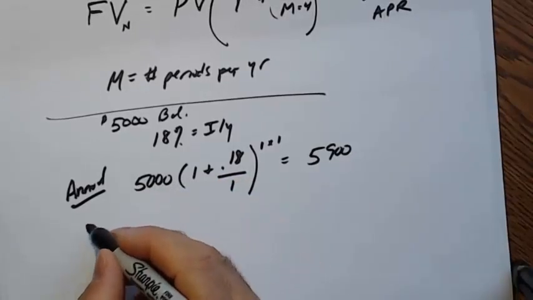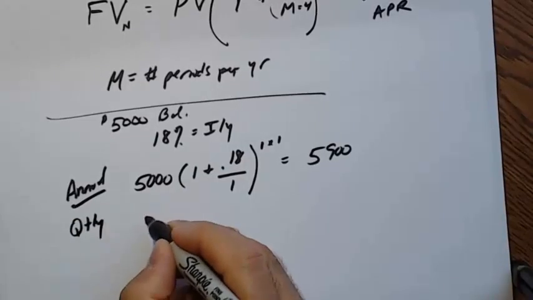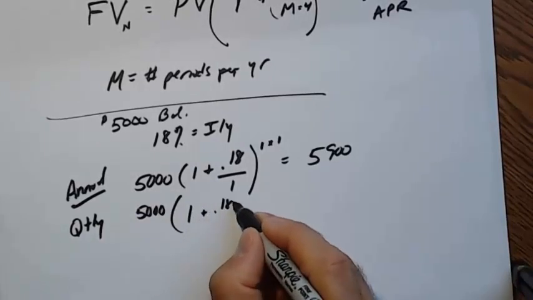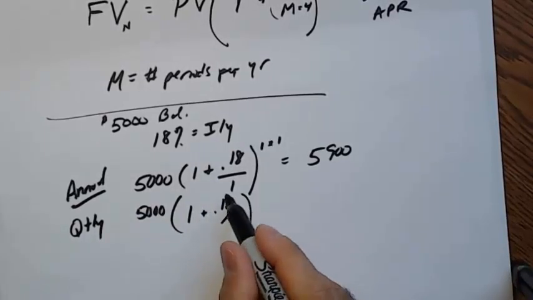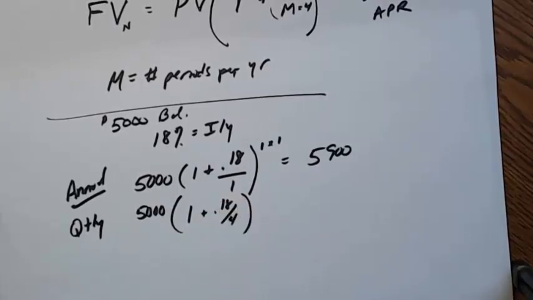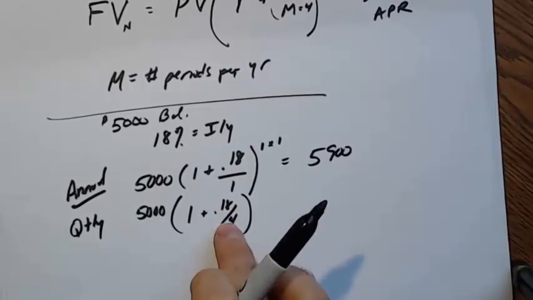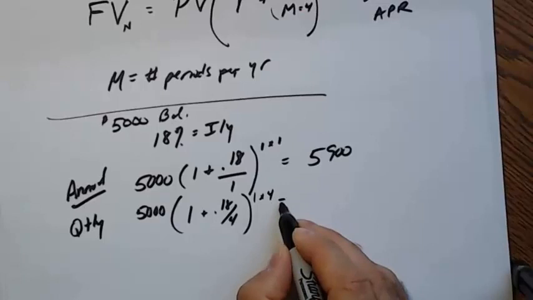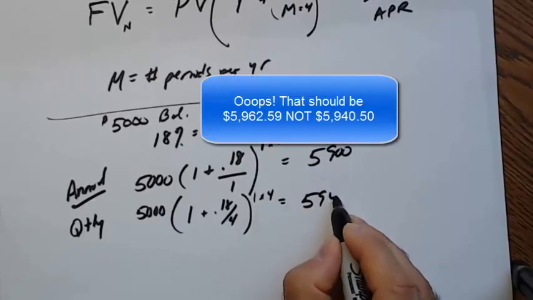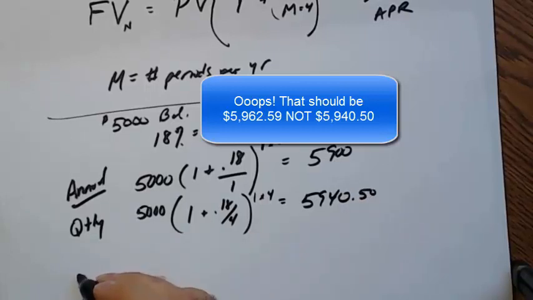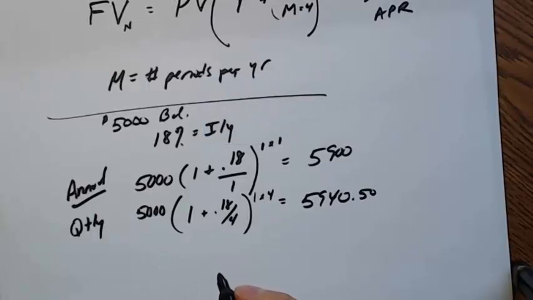So let's say quarterly. I don't think there are very many that are quarterly, but let's just do the calculation. It's 1 plus the 18 divided by 4. So this periodic rate, 18 divided by 4, is 4.5% per quarter, right? And then it's 1 year times 4 periods. So this is $5,940.50.